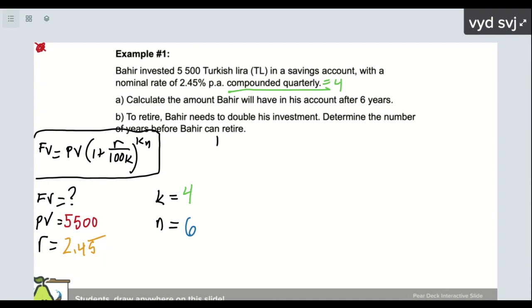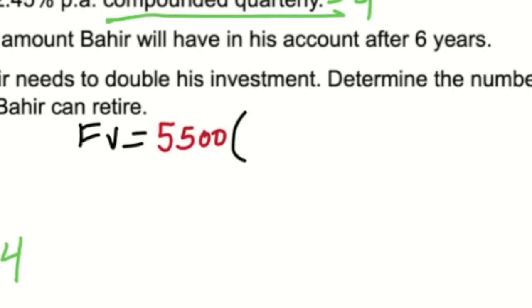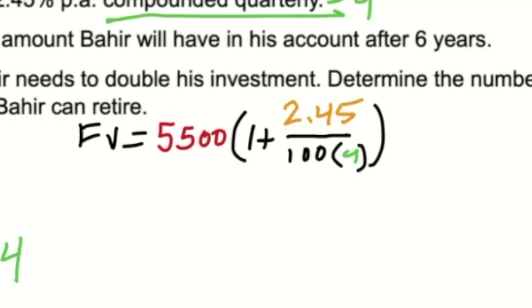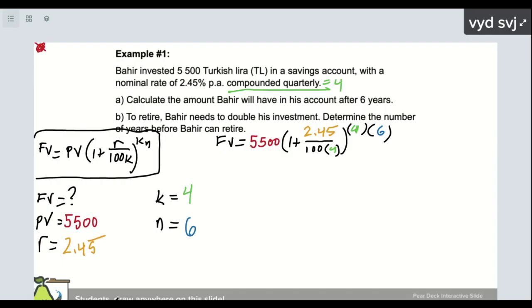So FV equals PV. PV is 5,500 times 1 plus, and then my rate, I'm going to keep it as a percentage because it changes to decimal for you, 2.45 over 100, put it in color so everybody can see it, times k, which is 4, then to the power of k times n. So k is 4, n is 6. So you see that? Nice and pretty.